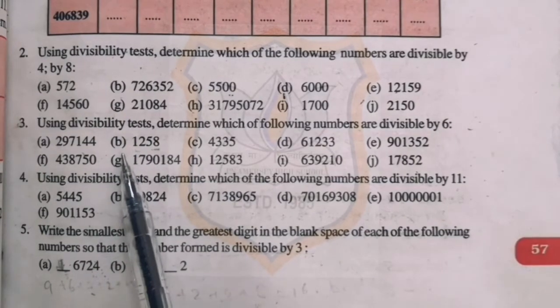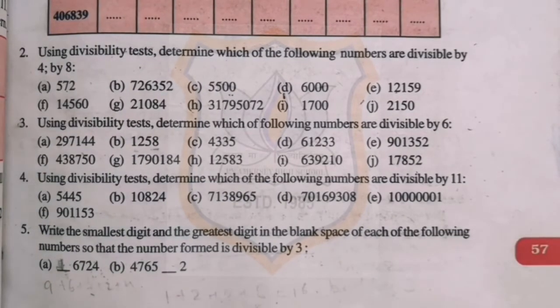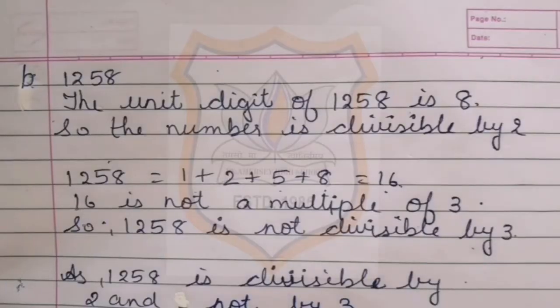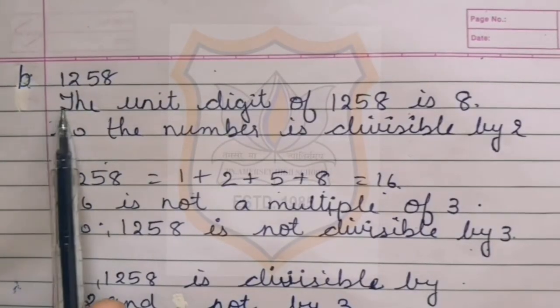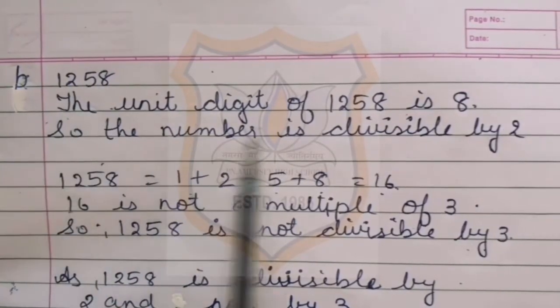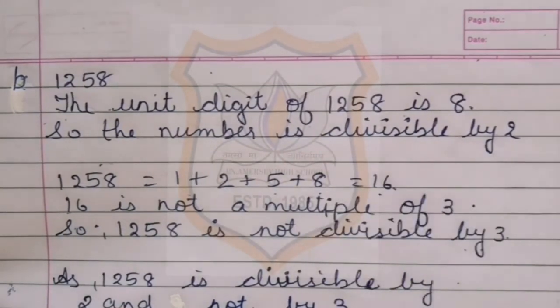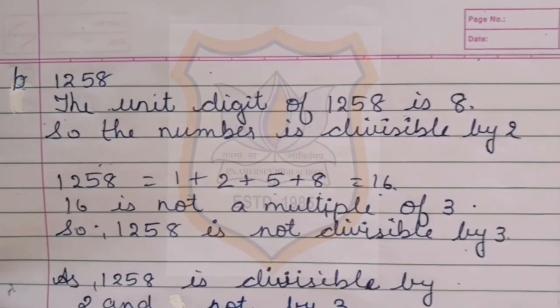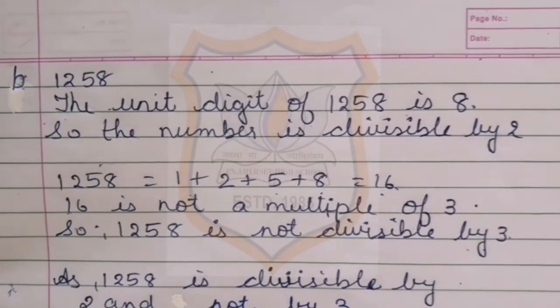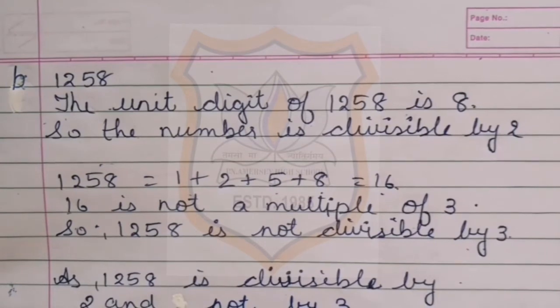Sum number B of question number 3, 1,258. Solution for sum number B, 1,258. The unit digit of 1,258 is 8, so the number is divisible by 2. As per the rules of divisibility by 2, if the number has 0, 2, 4, 6, 8 as a unit digit, then the number is divisible by 2. To find out whether the number is divisible by 3 or not, we have to add all the digits of the number.